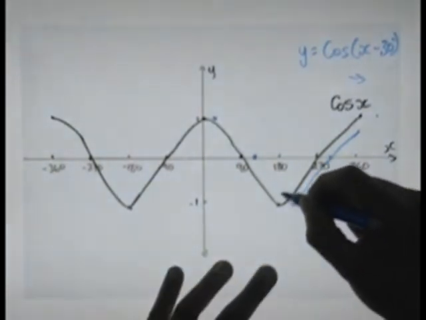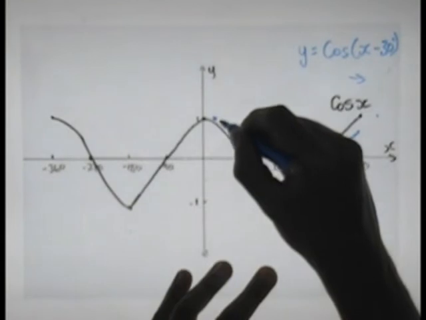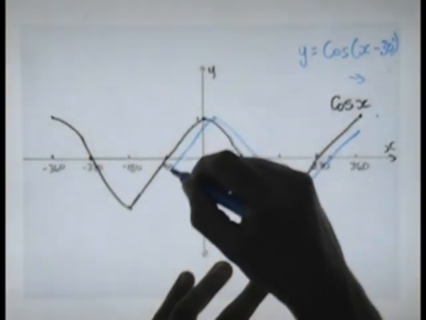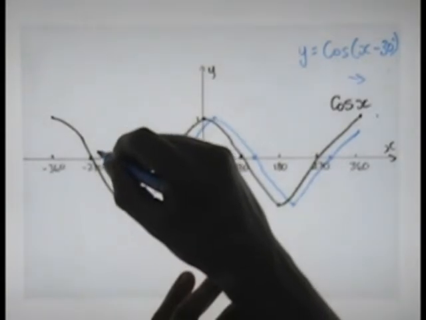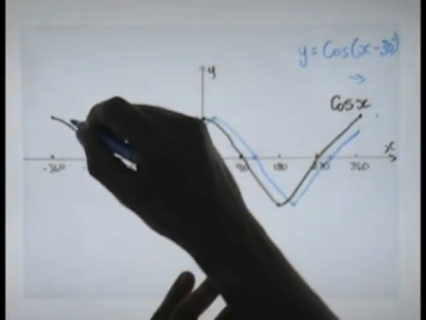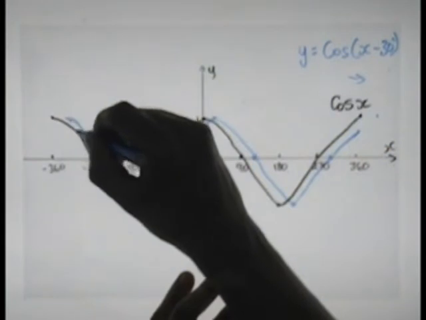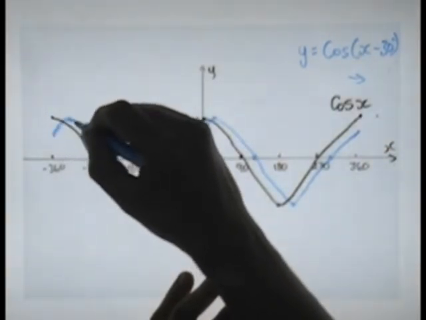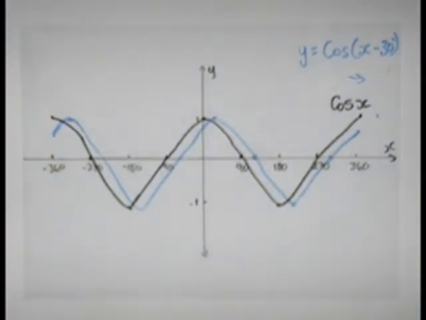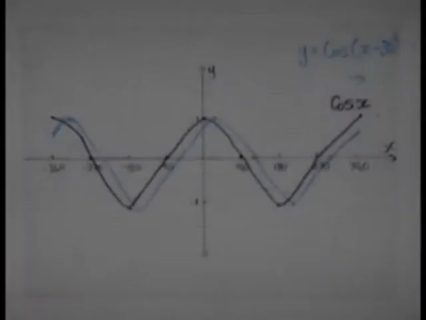And so our graph is going to be our normal cos graph, except it's been shifted 30 degrees to the right. So it's going to peak over there, and it's going to turn and start coming back down already. And that is the graph cos of x minus 30 degrees.